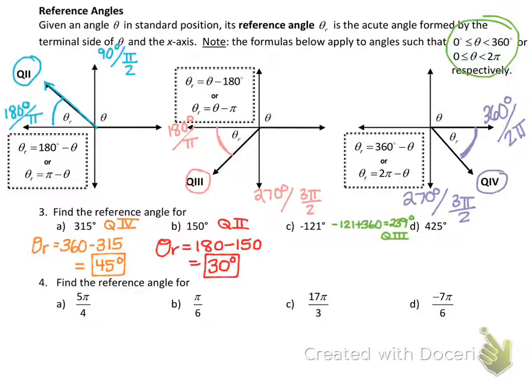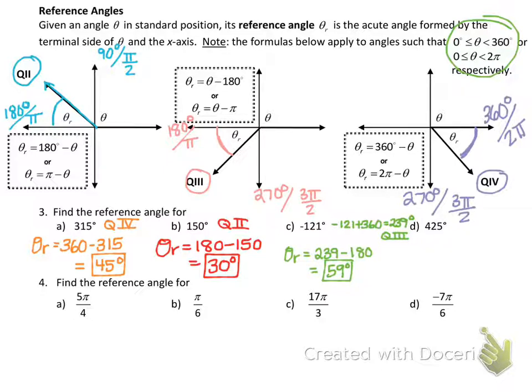So now we know, since we're in quadrant 3, we are going to take theta, which is our new 239, and then we're going to subtract 180 from it, which gives us 59 degrees. So again, if it's not within 0 and 360 or 0 and 2 pi, you need to find the coterminal angle first. So this next one, 425, we definitely do.